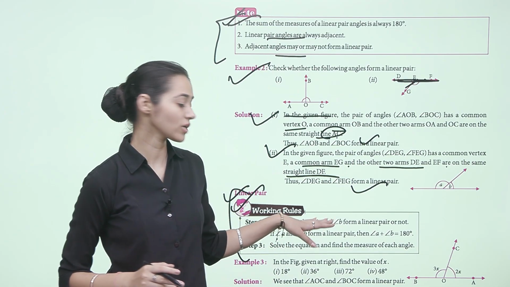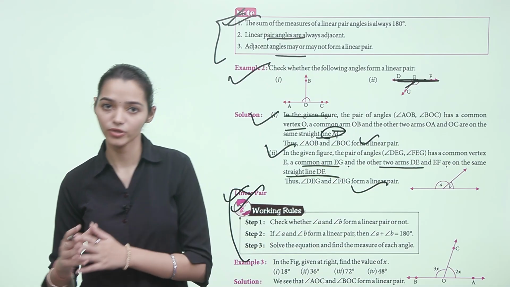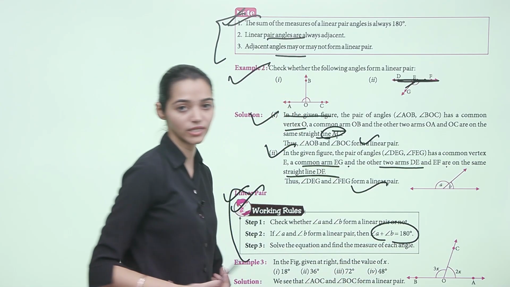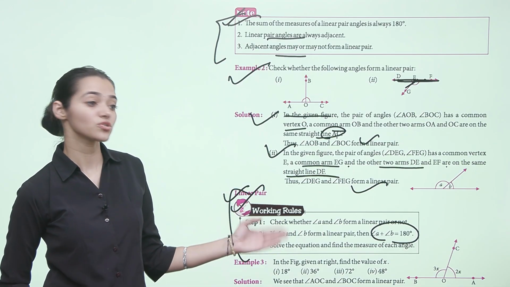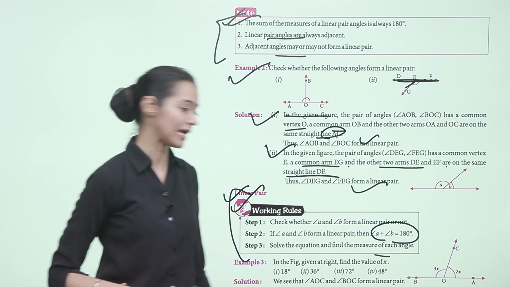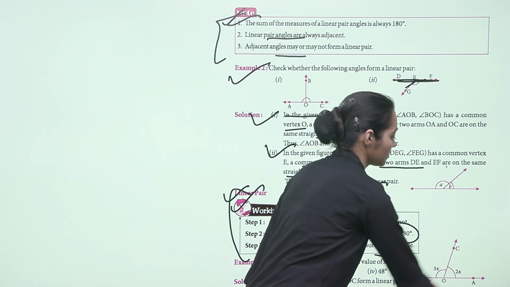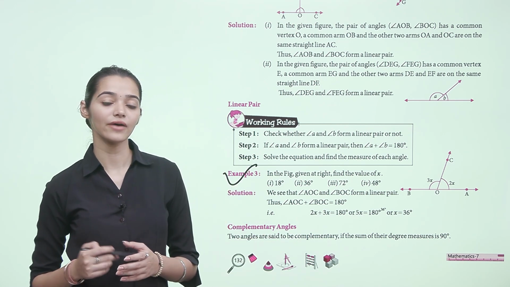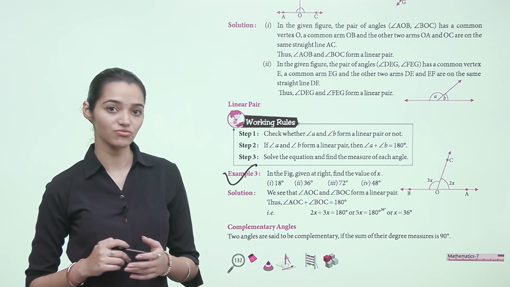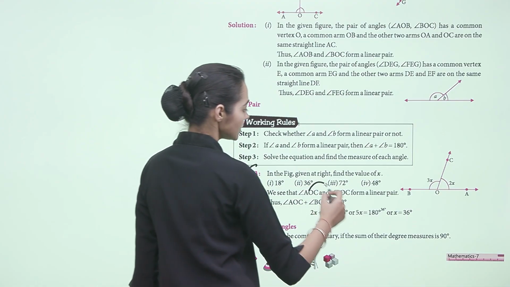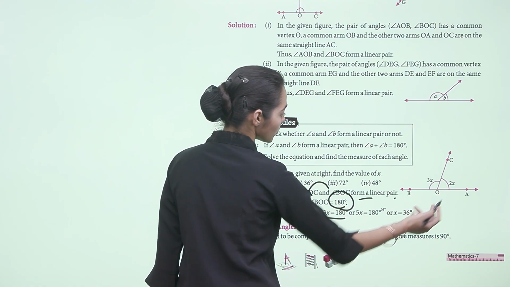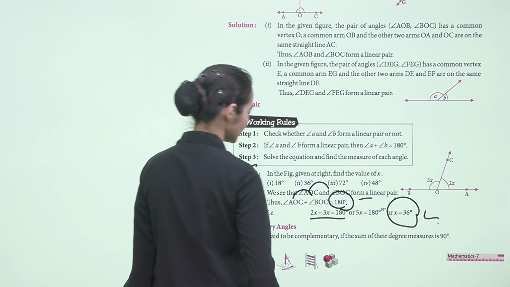Firstly we have to check whether angle A and angle B form a linear pair or not, and if angle A and B form a linear pair, that means angle A plus angle B is 180 degrees. Then we will solve the equation and find the measure of each angle. Example number 3: in the figure given here at right, find the value of x. These are the two angles which form a linear pair, and if we add these two, that is 2x plus 3x, then x is equal to 36 degrees.